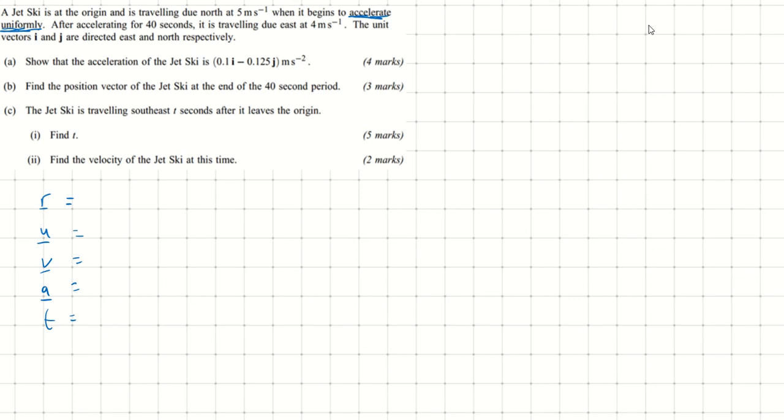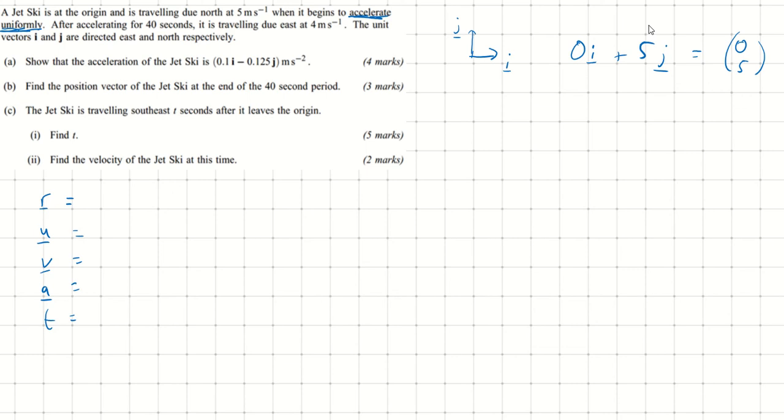Worth noting in the question, it says that I is in the easterly direction and J is in the northerly direction. So, for example, our initial velocity is 5 meters per second due north. We could represent that as 0i plus 5j. There's no easterly component and it's just 5 due north. But I find it easiest to represent this as a vector, so 0, 5. The first component is my east-west and my second component is my north-south. So I'm going to write things in vector form.